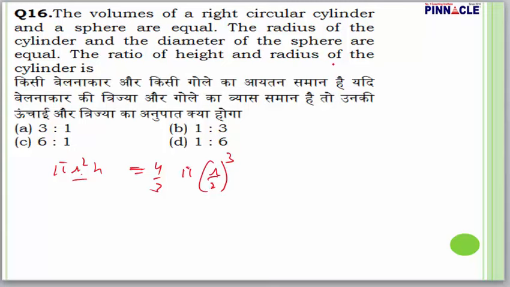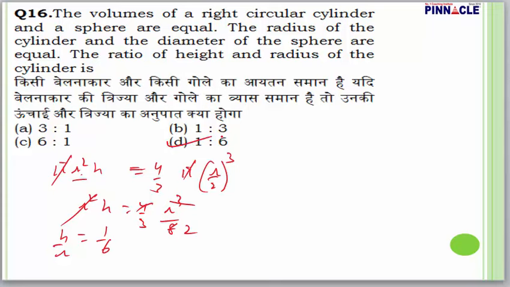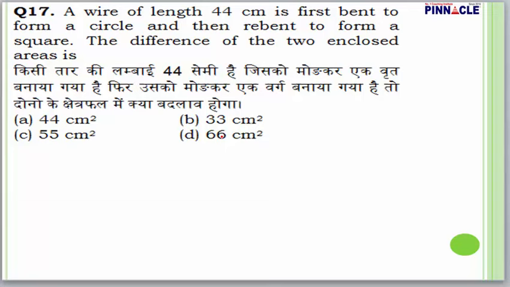The ratio of the height and radius of the cylinder would be, now you can cancel pi, and let me write here r square h is equal to 4 by 3 and r cube over 8, 2 power 3, that is 8. You can cancel, so h by r is equal to 1 by 6. The ratio of height and radius is 1 is to 6. Answer is D. Next question, question number 17.